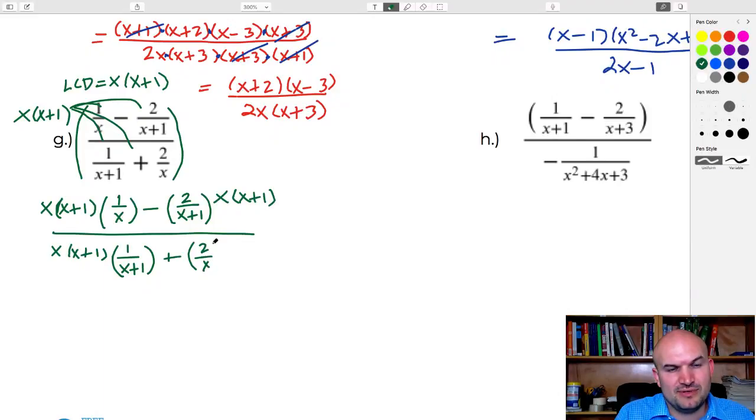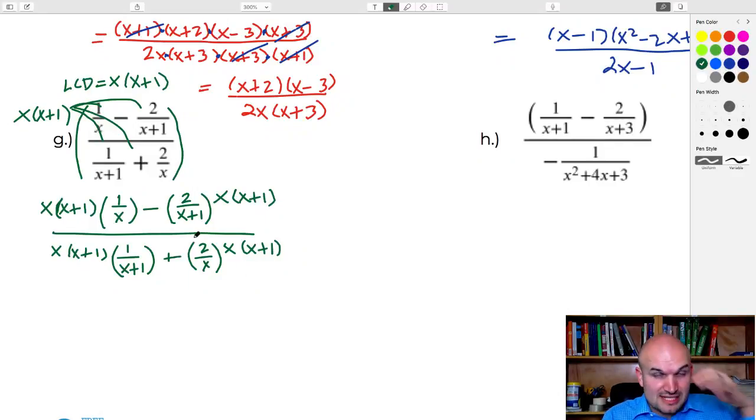It's really important because I really want you to see what is happening here when I multiply everything by the LCD. Okay, since I'm doing it to everything, it's fine, it's legal. But what's cool about this is now x divides into x. Remember, these are all in the numerator, right? x plus 1 divides into x plus 1. x plus 1 divides into x plus 1. x divides into x. So now my simplified result is I only have one fraction bar.